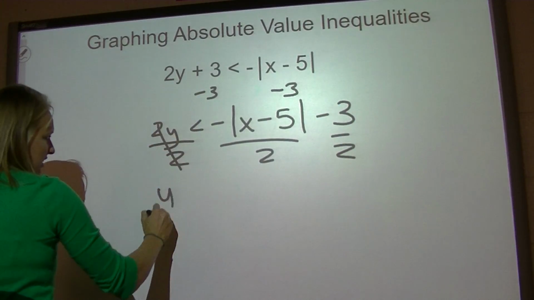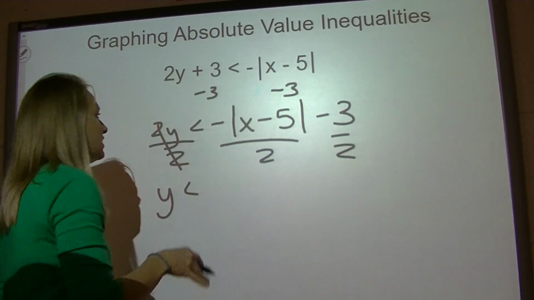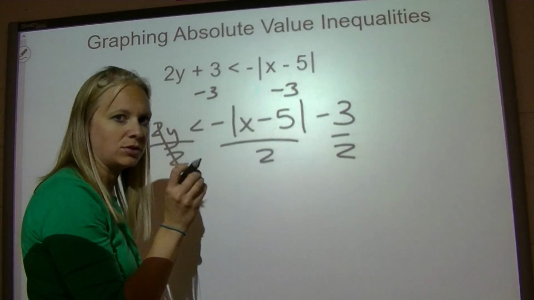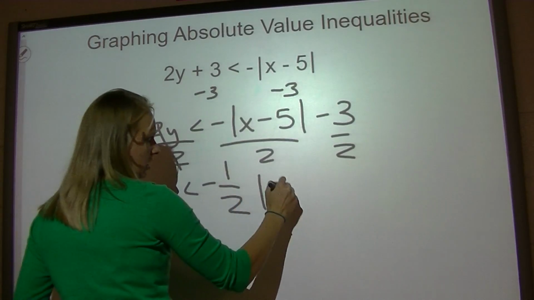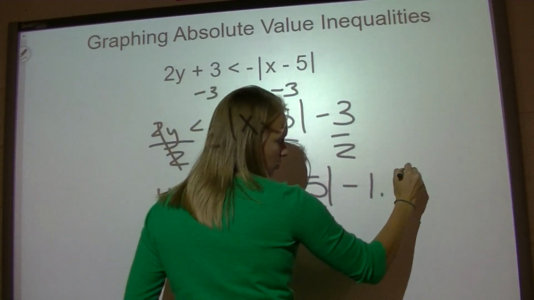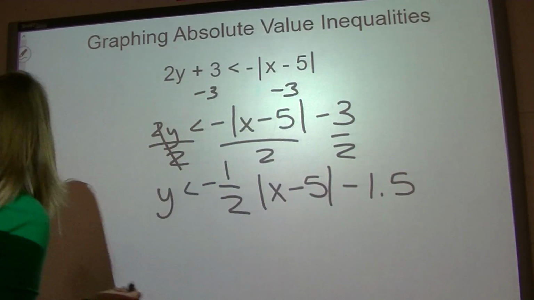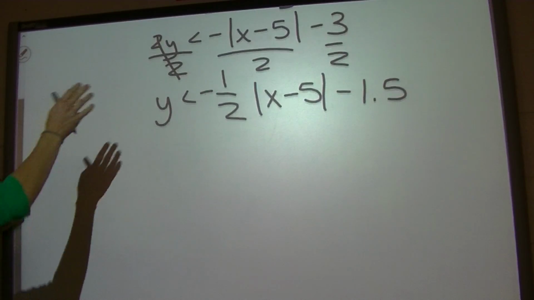Some of you might say, we haven't had an absolute value divided by 2. Well, we're still not going to, because divided by 2 is the same thing as multiplying by half. So I'm going to change it to negative 1/2, and then absolute value x minus 5, and then minus 1.5, because that's what 3 divided by 2 is. And then now this I'm going to graph.